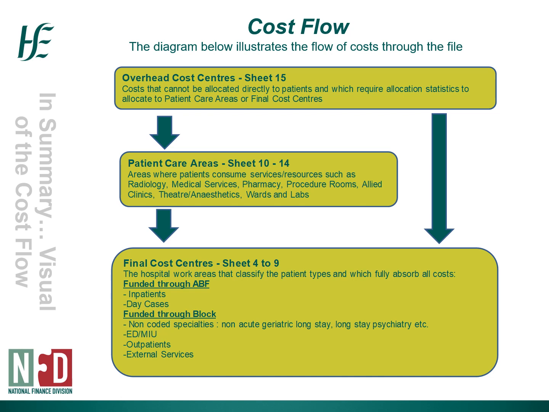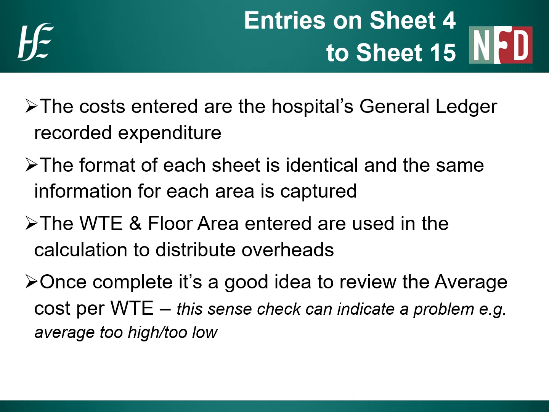Again, taken directly from the manual, this visual representation shows the flow of costs through the file and may assist understanding. The entries on sheets 4 to 15 reflect the recorded GL expenditure, the floor space occupied, and the staff allocation or whole-time equivalent for each department or area in the hospital.